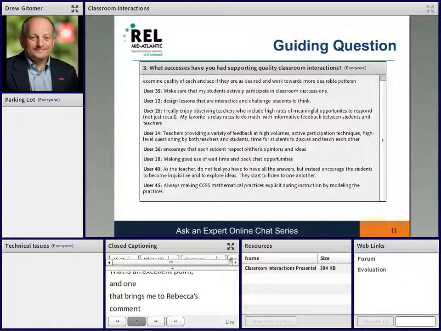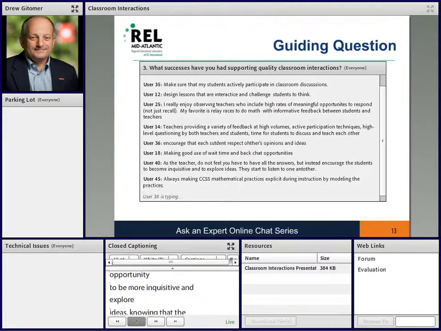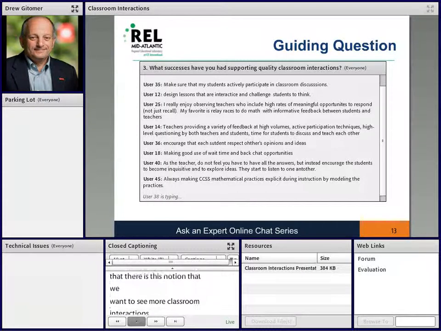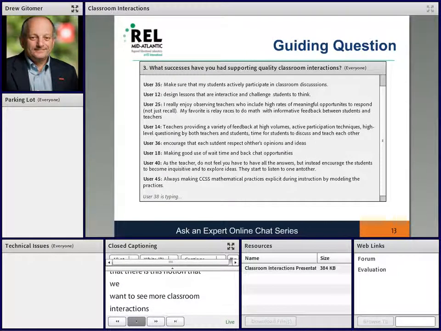That's an excellent point, and one that brings me to Rebecca's comment about students giving them the opportunity to be more inquisitive and explore ideas, knowing that the teacher does not need to direct every aspect of the instructional process. And I think that we can see, and I'd like to hear your thoughts on this, Drew, that with the Common Core standards, especially in math and language arts, what we're seeing is that this is really embedded within the standards, that there is this notion that we want to see more classroom interactions among peers and among the teacher and the students. Maybe you can speak to that a little bit.